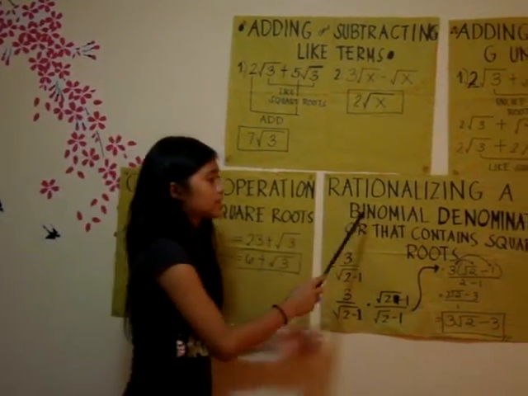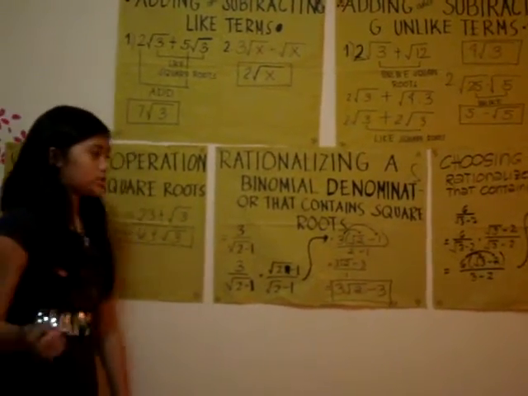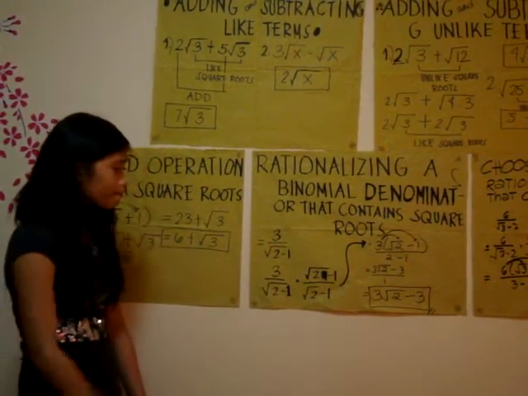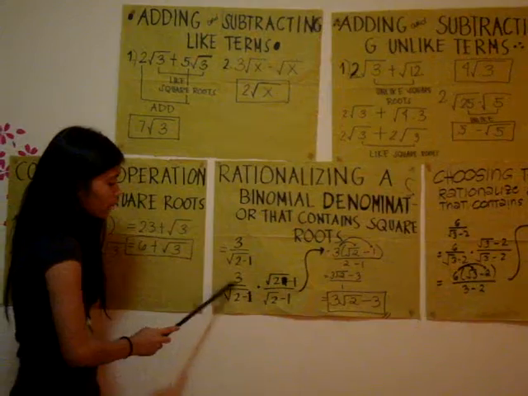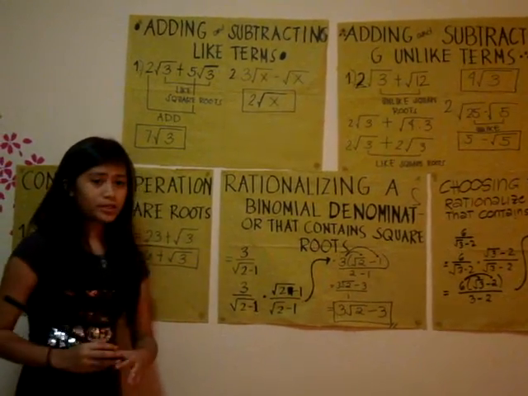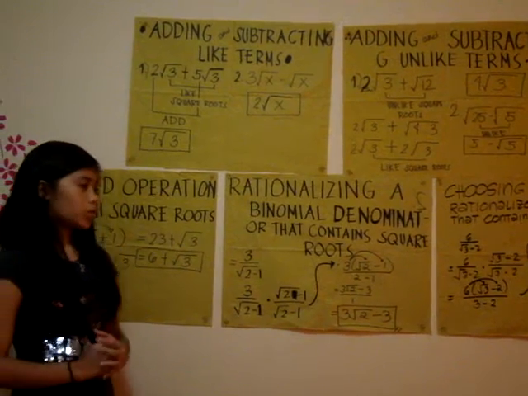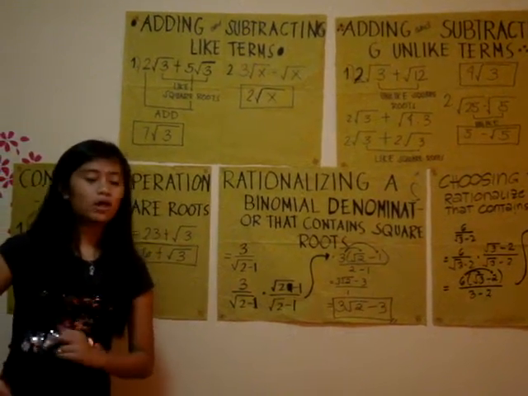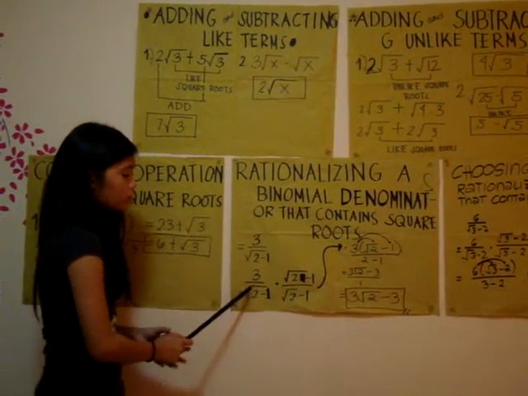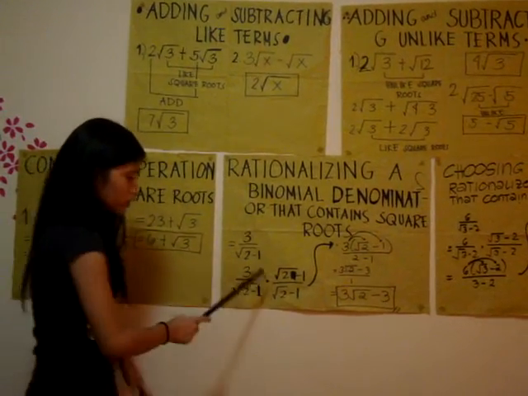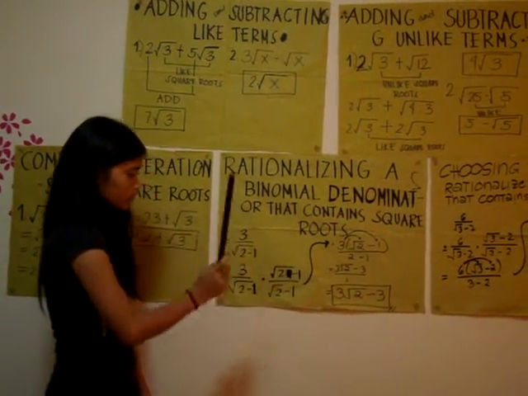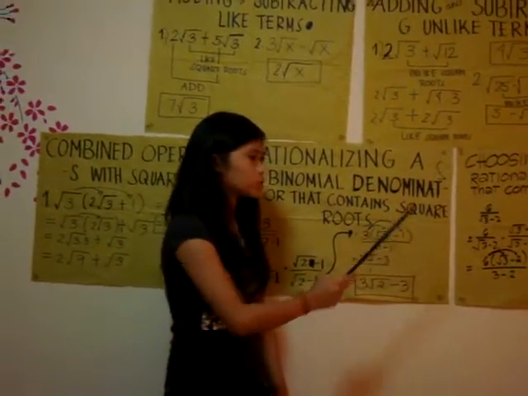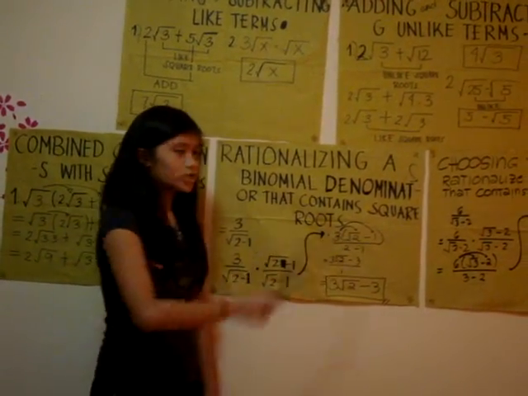Now let's proceed in rationalizing a binomial denominator that contains square roots. Now we have the given 3 over square root of 2 minus 1. 3 over square root of 2 minus 1 cannot be divided since it is not a rational number. So we need to rationalize it. So we need to multiply by the denominator over itself: square root of 2 minus 1 over square root of 2 minus 1. So the result is 3 times square root of 2 minus 1. So now it is already a rational number.